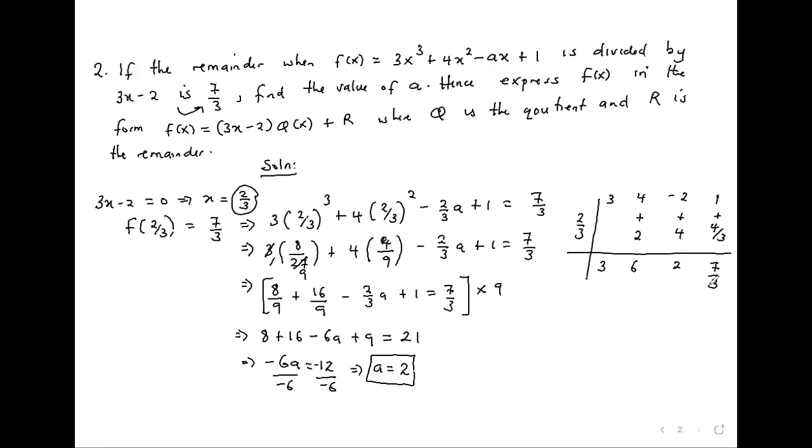So the function f of x must be expressed as 3x minus 2 multiplied by the quotient, and the quotient is here. So the quotient is 3x squared plus 6x plus 2. And then plus the remainder, which is 7 over 3. So we have gotten the squared thing.